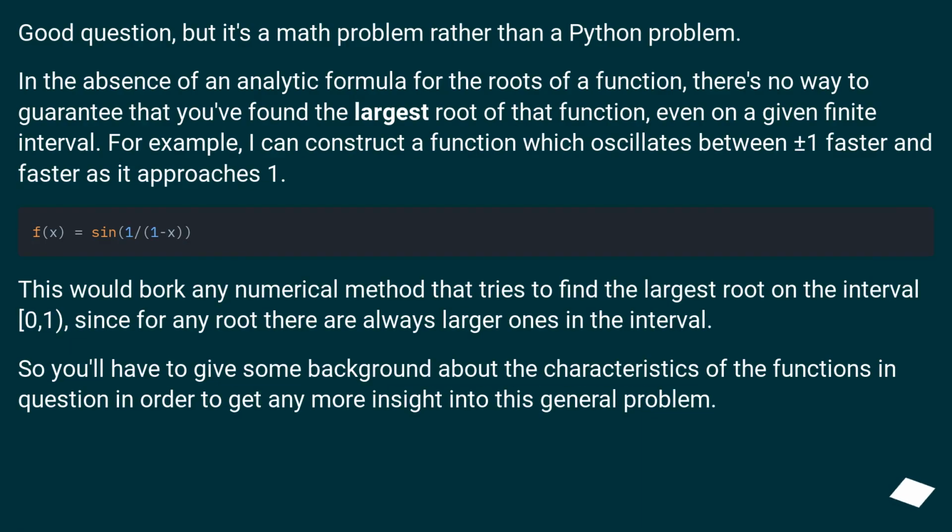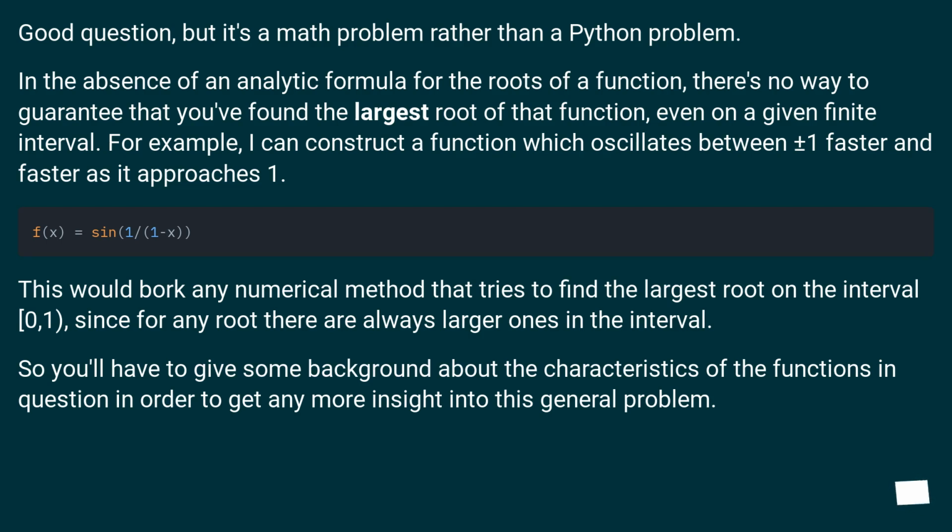Good question, but it's a math problem rather than a Python problem. In the absence of an analytic formula for the roots of a function, there's no way to guarantee that you've found the largest root of that function, even on a given finite interval. For example, I can construct a function which oscillates between plus or minus 1 faster and faster as it approaches 1.